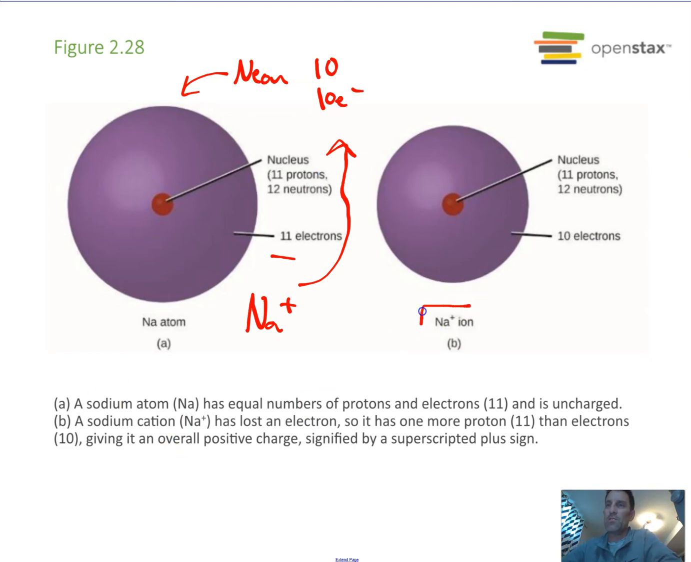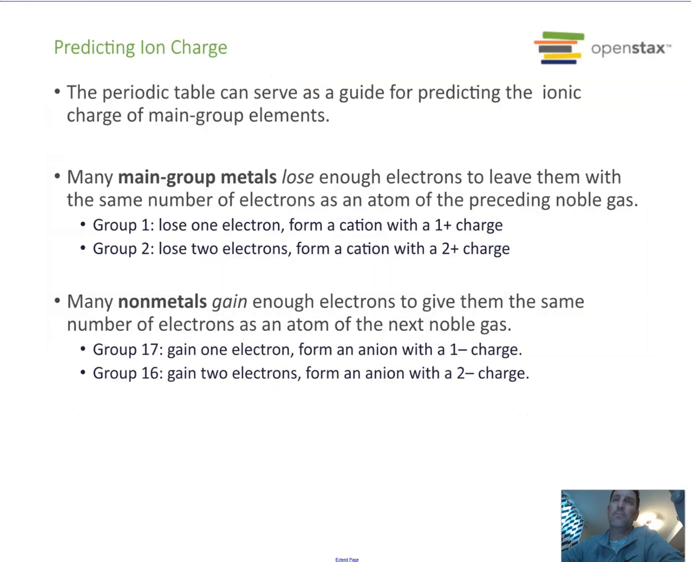And that would be this ion here. The Na+ ion is now non-reactive. It's stable. The sodium lost the electron it didn't want, so it became a positive cation.